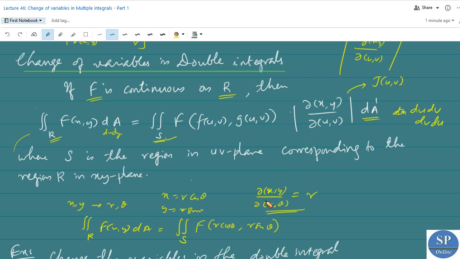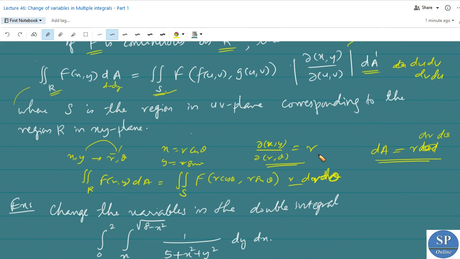We already discussed that the Jacobian determinant is r, so the modulus of r, that is r itself, into dA is du dv. That is what we used here. dA can be replaced by r dr d theta. In the conversion of rectangular coordinates into polar coordinates, we used dA equal to r dr d theta, right? That is because of this Jacobian determinant.